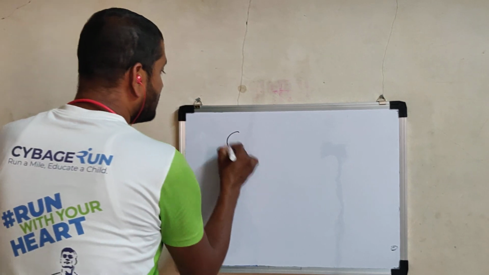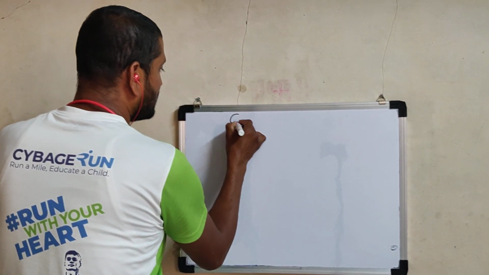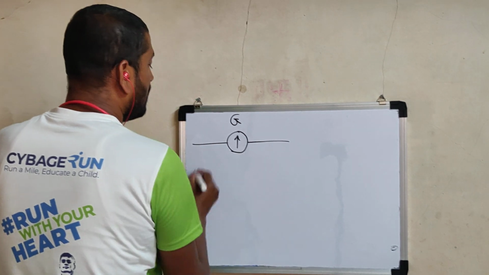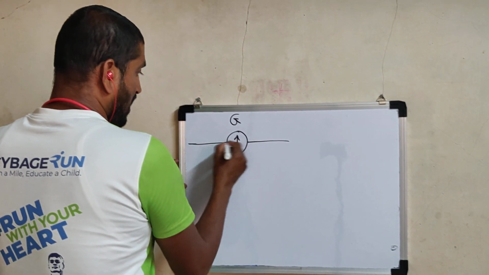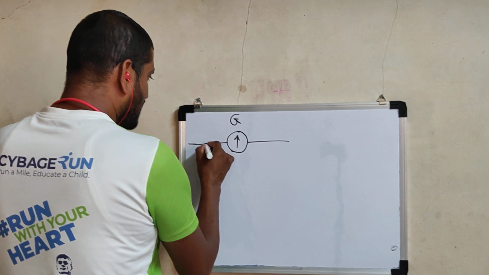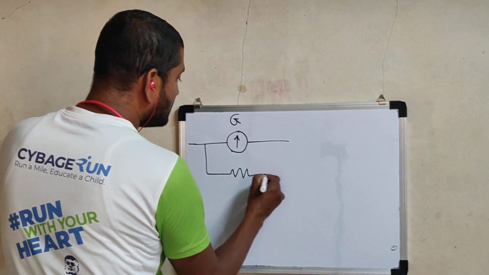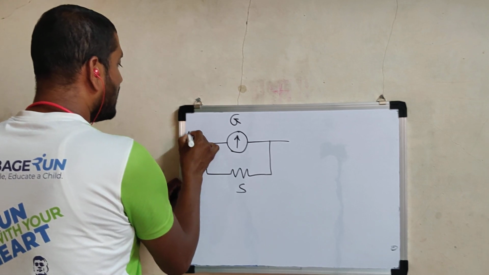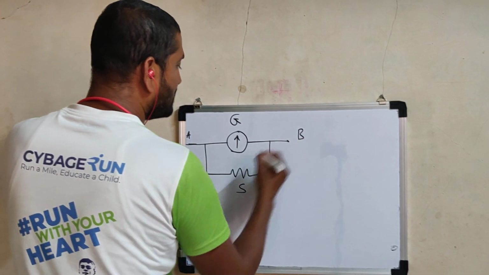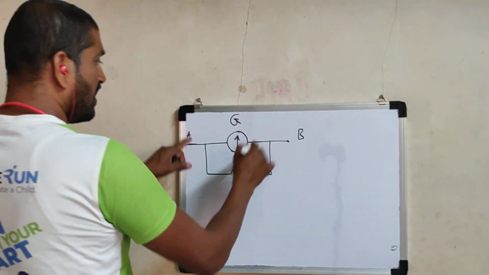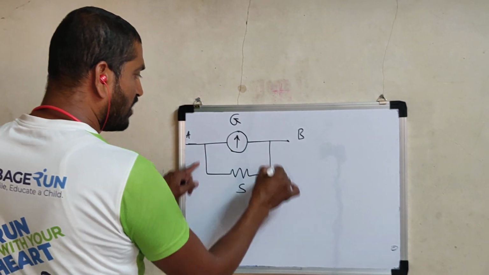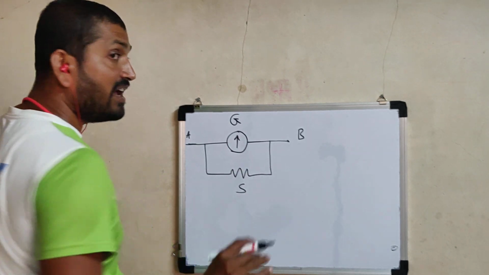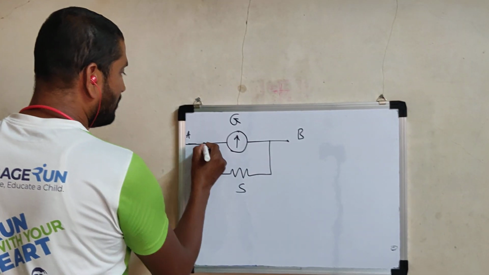Just imagine this is the given galvanometer under consideration, of resistance capital G. These are the two terminals. Now across this, in parallel with this galvanometer, imagine a wire of small resistance called a shunt. Suppose A and B are the two terminals of this resultant device. After connecting this shunt, a wire of small resistance in parallel with the galvanometer, this entire arrangement is called an ammeter.